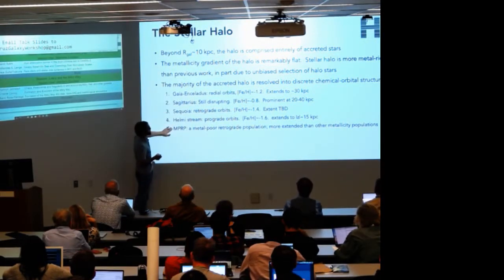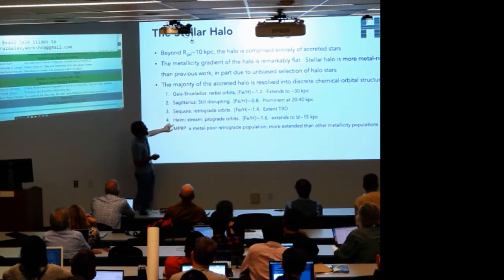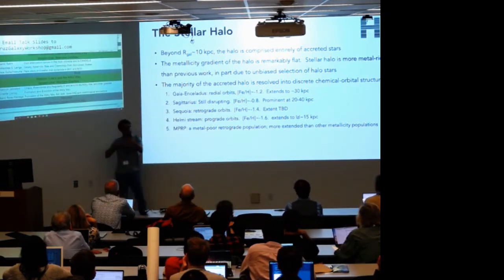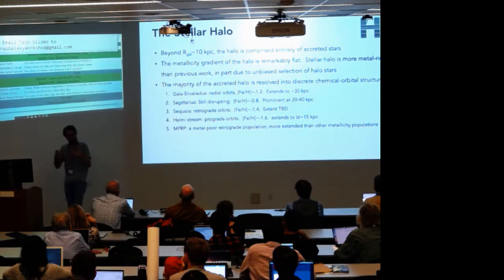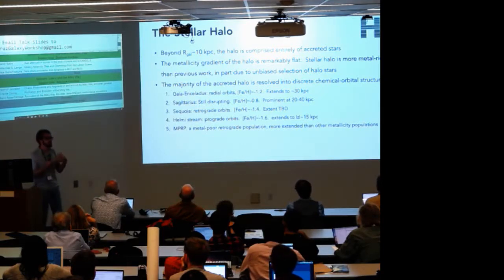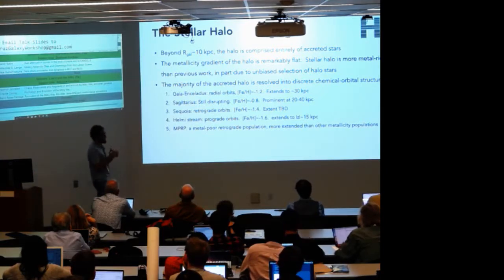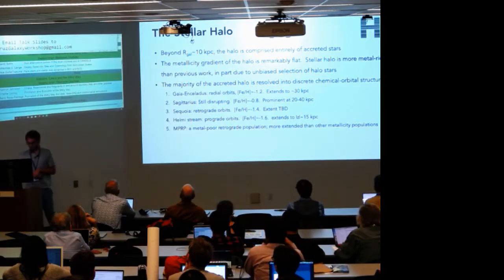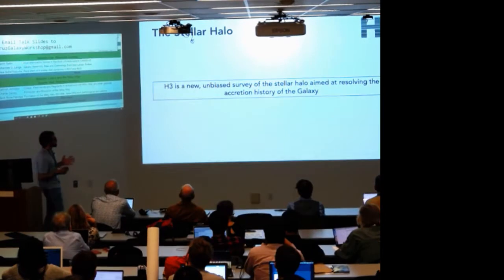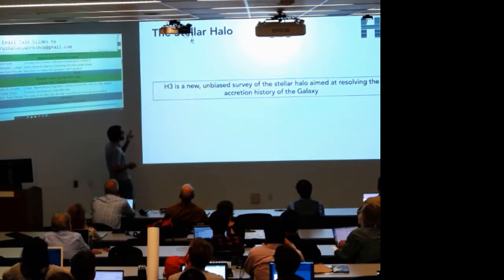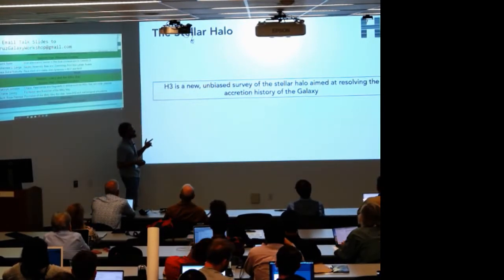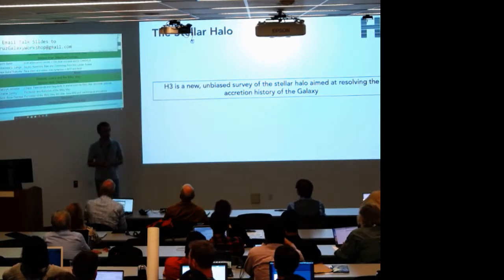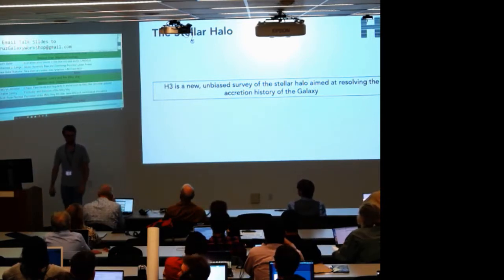All these things were known before. What this survey allows us to do is give us a complete view of the whole halo and get a complete accounting of the distribution of these objects with radii and what their relative mass fraction contributions to the halo are, et cetera. So that's all work that's ongoing. But it's late, and so I really just want you to remember one thing, which is that the survey H3 is a new unbiased survey of the halo aimed at resolving the accretion history of the galaxy. That's it.